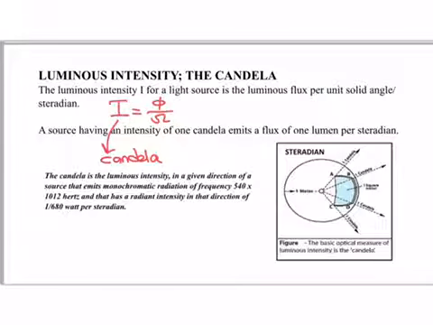The candela is the luminous intensity in a given direction of a source that emits monochromatic radiation of frequency 540 times 10 to the power 12 Hz, and that has a radiant intensity in that direction of 1/680 watt per steradian.